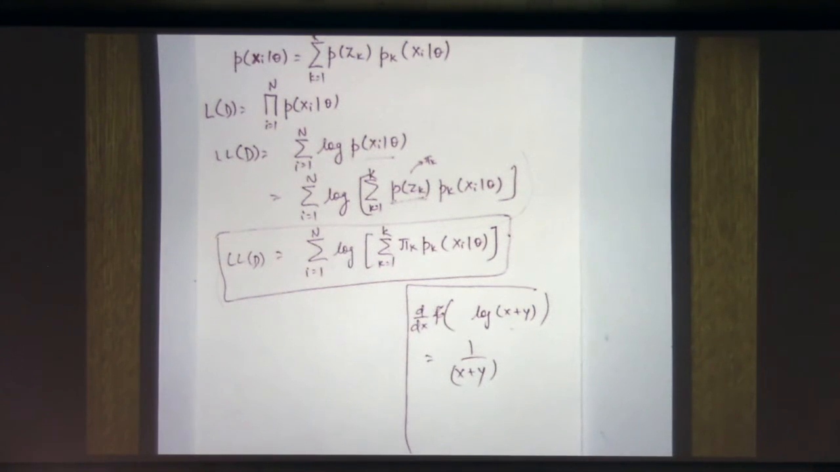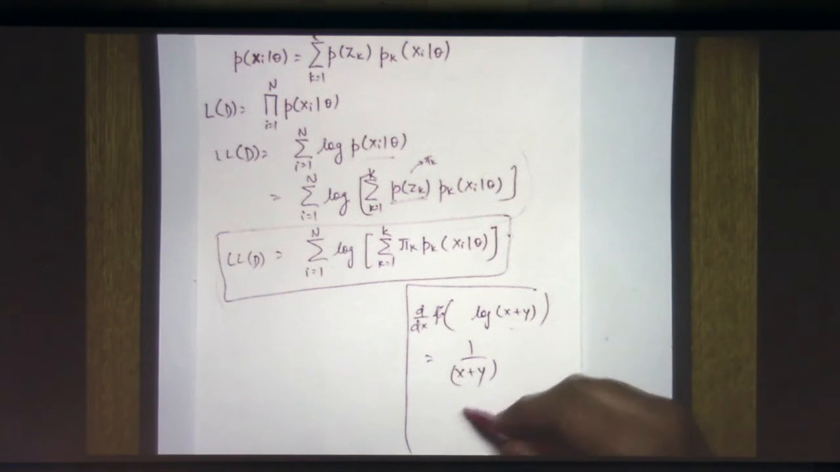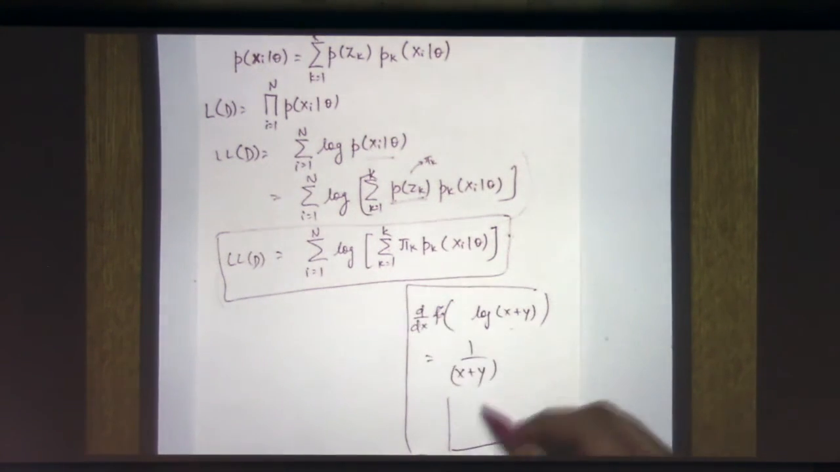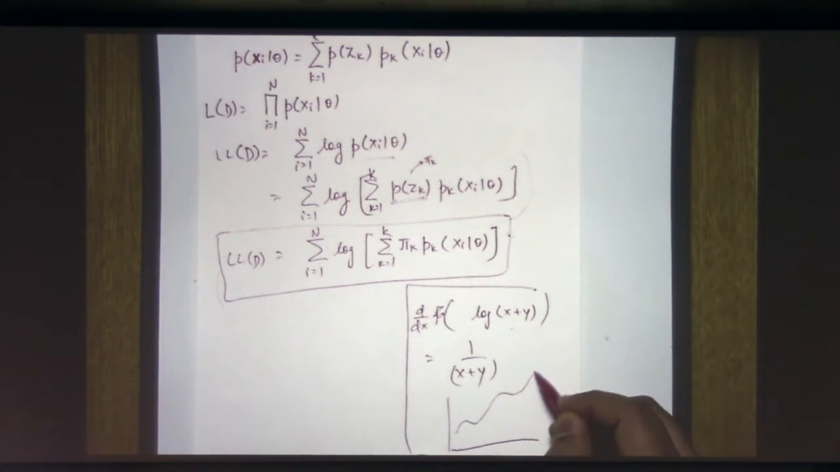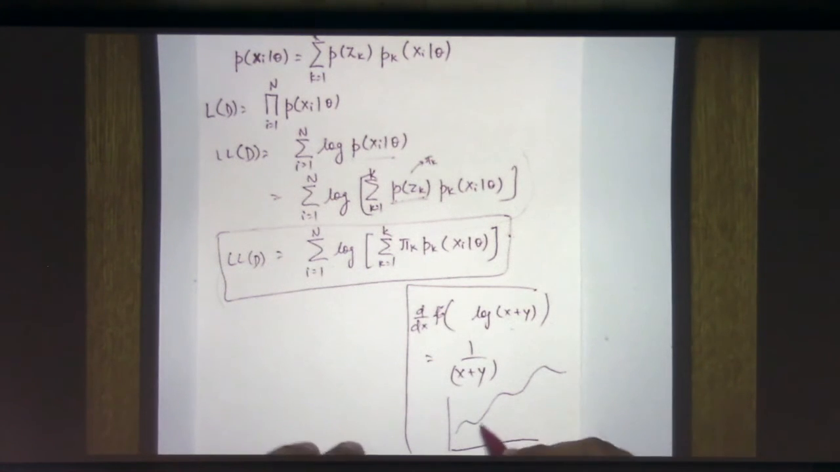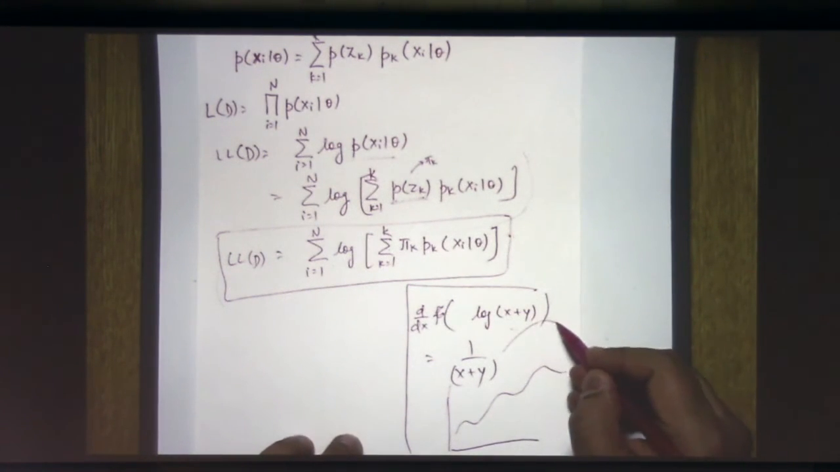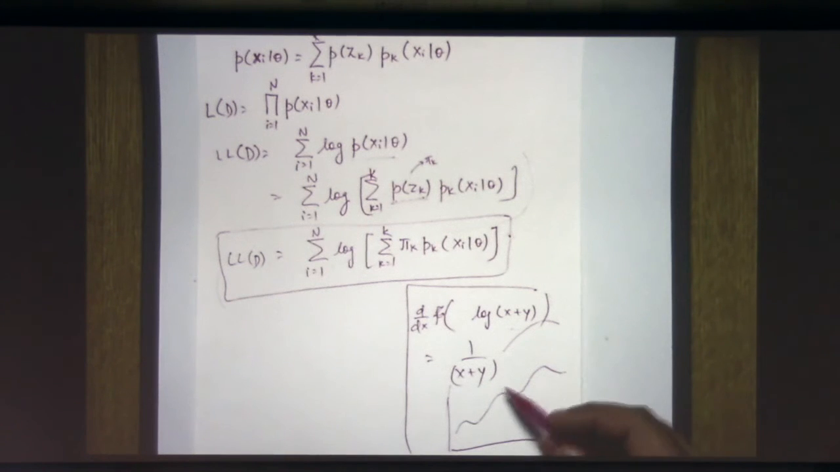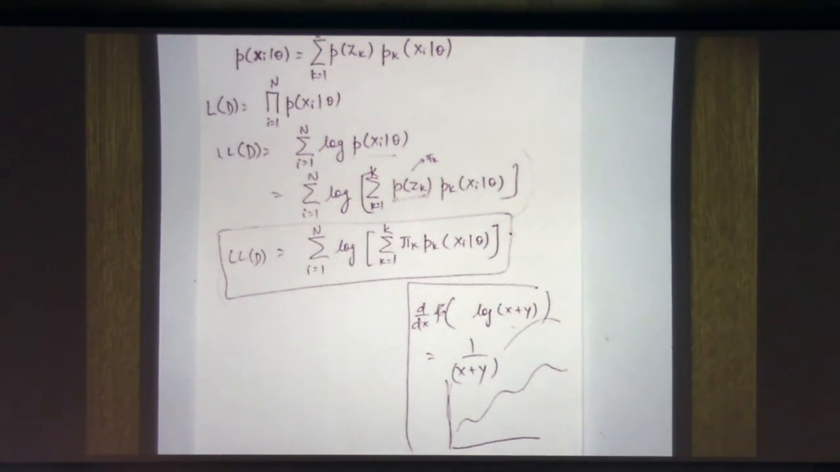In fact, if you think about this function, it will have a lot of local minima and everything. It will not be a smooth convex function to optimize, right? Which means that it is not easy to optimize over it. All right, question so far?